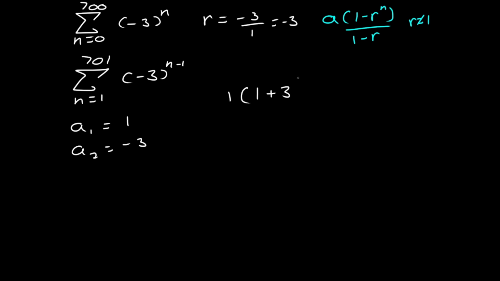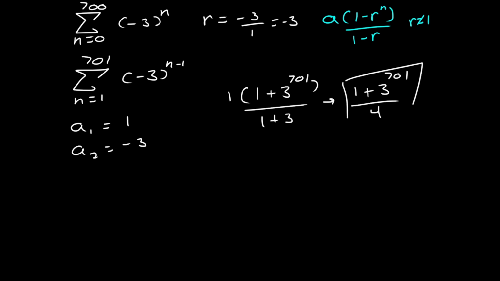Next, we're going to plug in our upper limit, or the number of terms. It's going to be 701 for our n. And then we're going to divide this by 1 minus -3, and that's just going to give us 1 plus 3. And then we can simplify this, and we'll get 1 plus 3 raised to 701 divided by 4. And this is the sum of this problem.